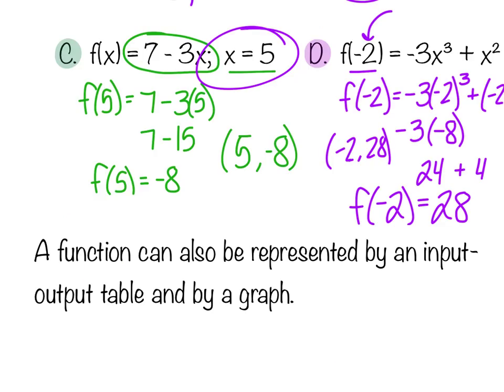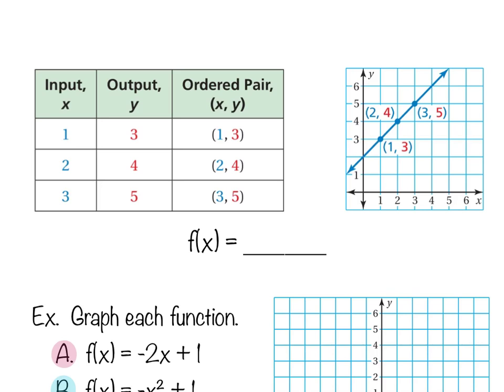And a function can also be represented by an input-output table and by a graph. So let's look at that now. Here we have an input-output table where the input obviously is x, the output is y, and the ordered pair they give you for each of these. And then they take those 3 points, 1, 3, 2, 4, 3, 5. They plot them on this line over here.